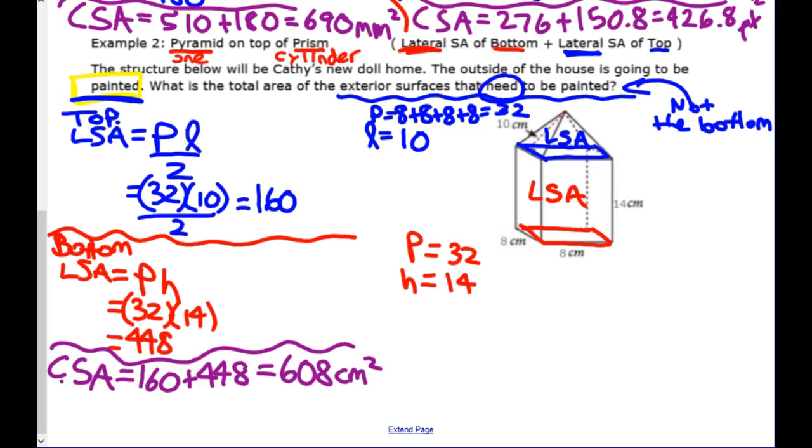Since I'm painting this dollhouse, we'll write this down. Since I'm painting this dollhouse, and I'm not going to paint the bottom, it's going to be 608 centimeters squared for my outside faces. Okay, so that's it for the notes. I know the first two were kind of tough, but I'm telling you, if you have a prism on a prism, or a cylinder on a prism, it's total of the bottom, lateral of the top.